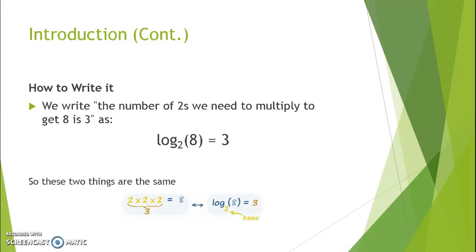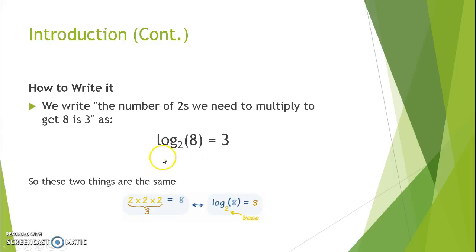So let's see how this works. Okay, let's first write it. We write the number of 2's we need to multiply to get 8 is 3. So instead of writing all this, we're going to define this function as a logarithmic function, right? And we get logarithm base 2. Notice that this is the same base as the exponential function, right? Notice that 3 is the exponent of the exponential function and 8 is the result. In this case, it's going to be called the argument, right?